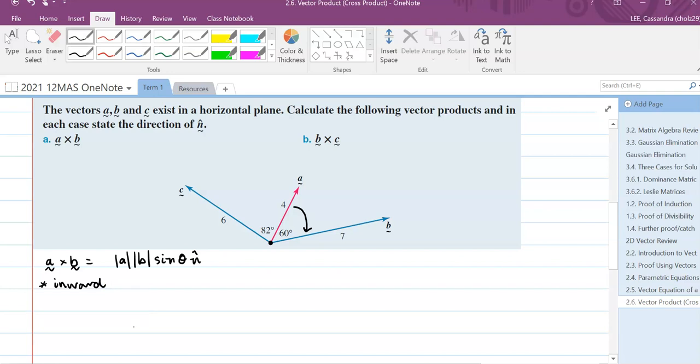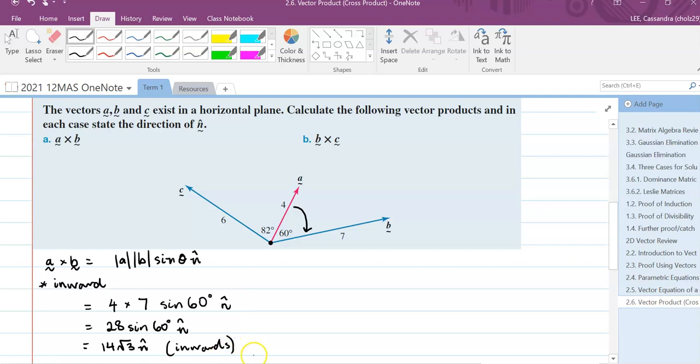So now I'm going to substitute in the values that I know here. Luckily for us, they give us the magnitudes of each of these, so I don't have to calculate them. Our magnitude of A is 4, our magnitude of B is 7, and the angle between is our theta value here, which is 60 degrees. So this is going to give me 28 sin 60 n. Putting that in my calculator, I get 14 root 3 n, and remember this direction is going inwards.